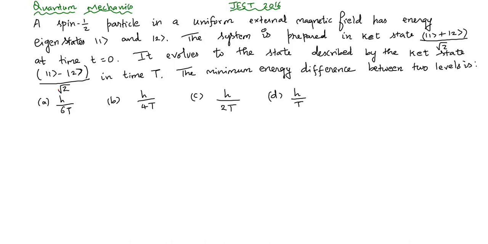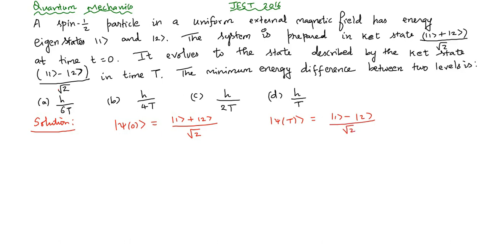So what is given? The system at initial time t equal to 0 is a superposition of these two states, ket 1 plus ket 2 divided by root 2, and at a later time t, it is in the superposition state ket 1 minus ket 2 divided by root 2. Now we have to find the minimum energy difference between the two levels. How to solve this problem?